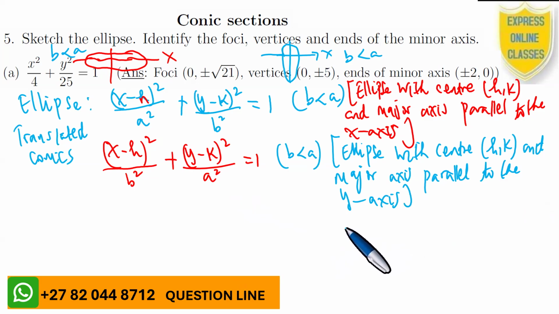Okay, but there's more we need to discuss about the ellipse. This ellipse is going to have its focus.